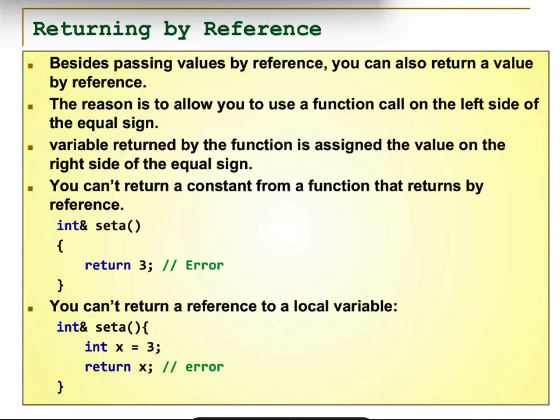Then comes returning by reference. Besides passing values by reference, you can also return a value by reference. The reason is to allow you to use a function call on the left side of the equal sign. The variable returned by the function is assigned the value on the right side of the equal sign. You can't return a constant from a function that returns by reference. You can't return a reference to a local variable.